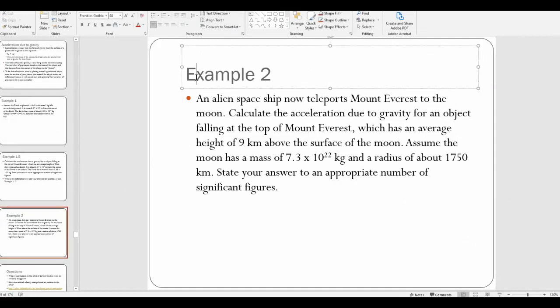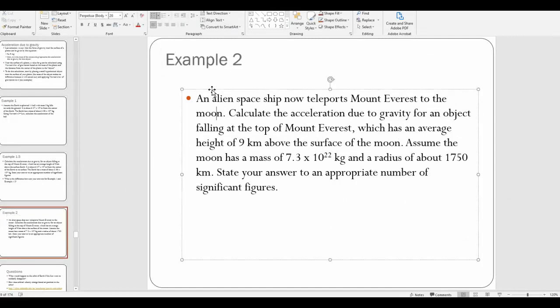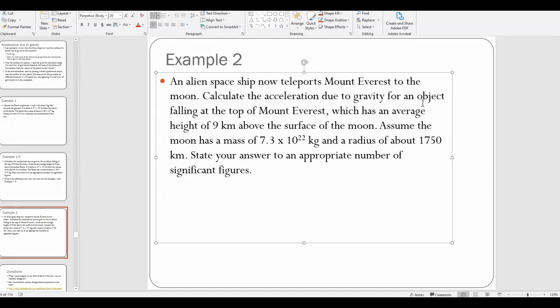Okay, and again, I want you to try to do example 2 completely on your own. Here, an alien spaceship now teleports Mount Everest to the moon. Calculate the acceleration due to gravity for an object falling at the top of Mount Everest, which is now on the moon, which has an average height of 9 kilometers above the surface of the moon. Assume the moon has a mass of 7.3 times 10 to the 22 kilograms and a radius of about 1750 kilometers. Pay attention to the units there. State your answer to an appropriate number of significant figures. Okay, so pause it there and try to do example 2 on your own.